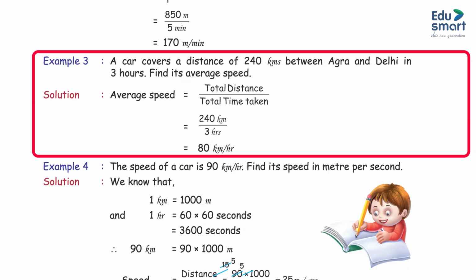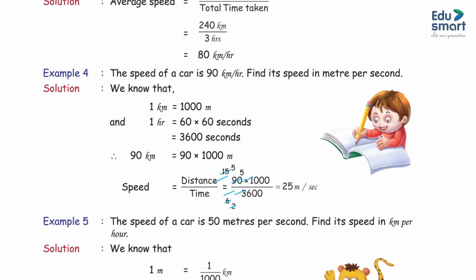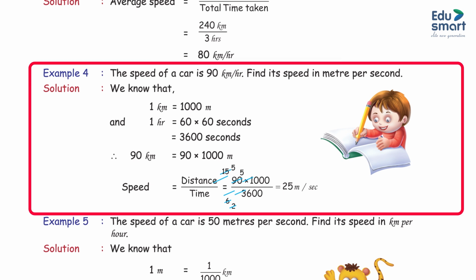Example 3. A car covers a distance of 240 kilometers between Agra and Delhi in 3 hours. Find its average speed. Solution. Average speed equals total distance upon total time taken equals 240 km upon 3 hours equals 80 km per hour. Example 4. The speed of a car is 90 km per hour. Find its speed in meter per second.